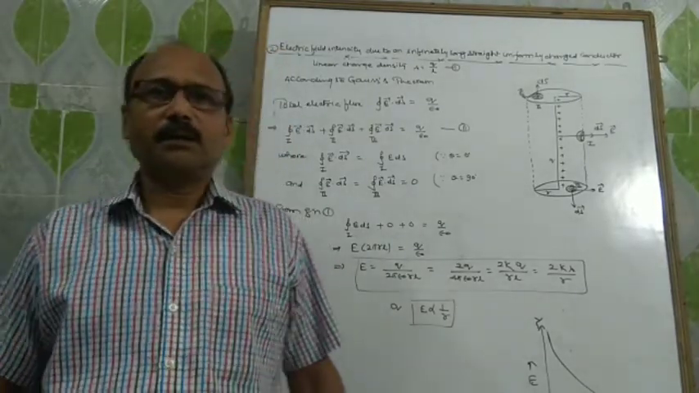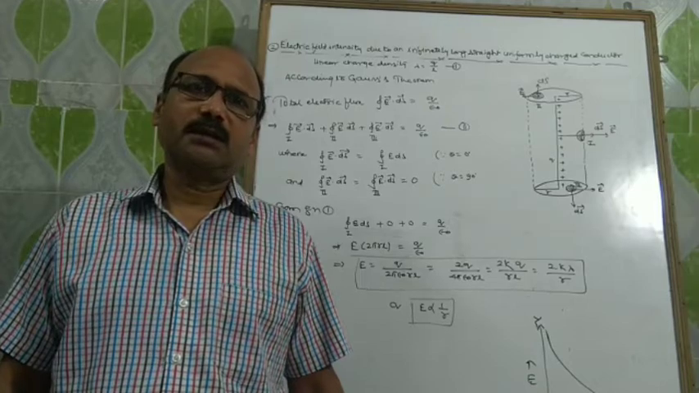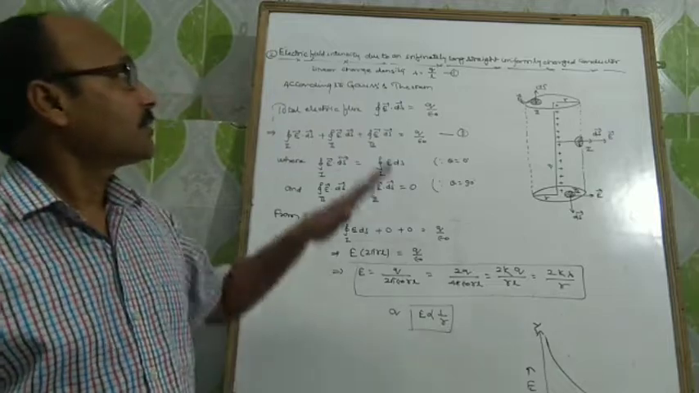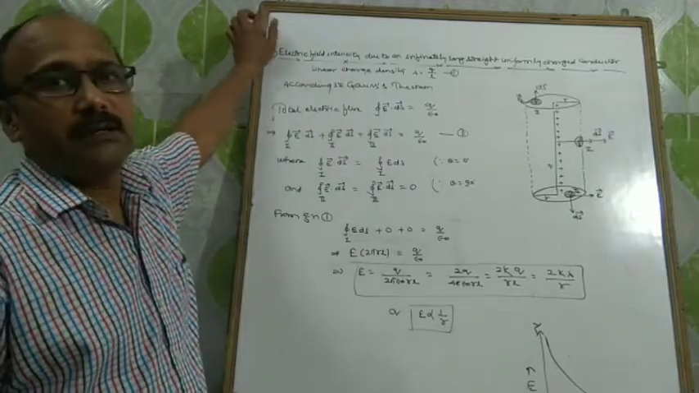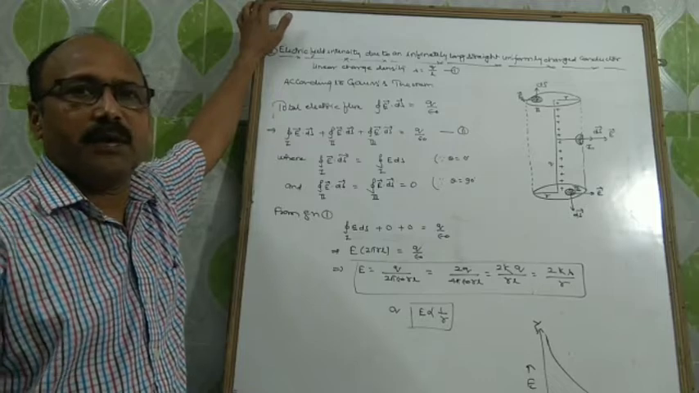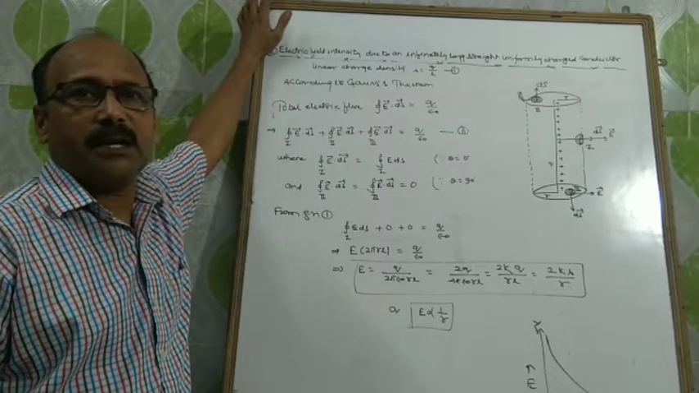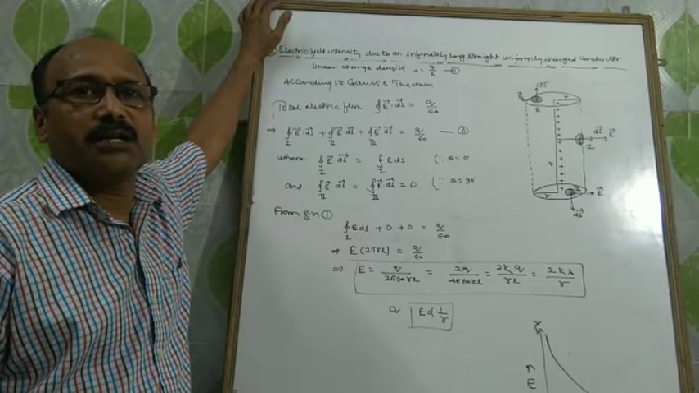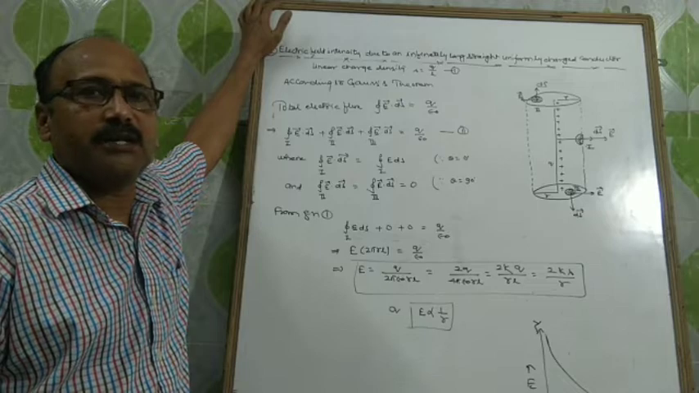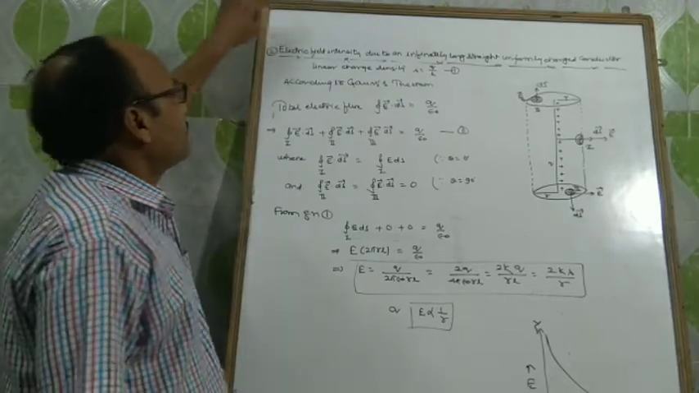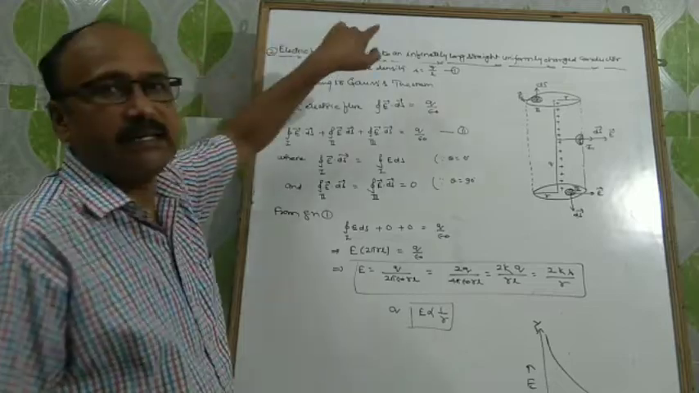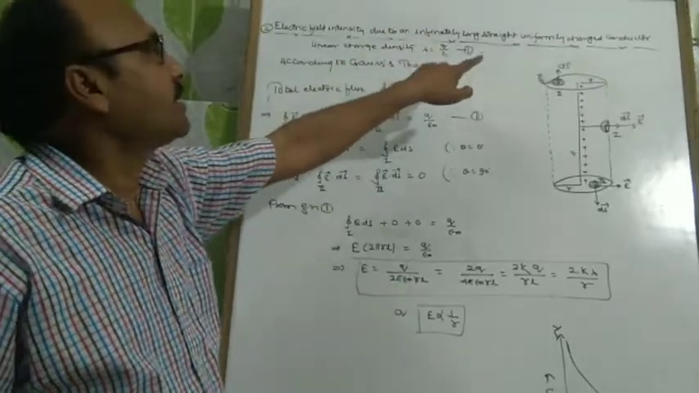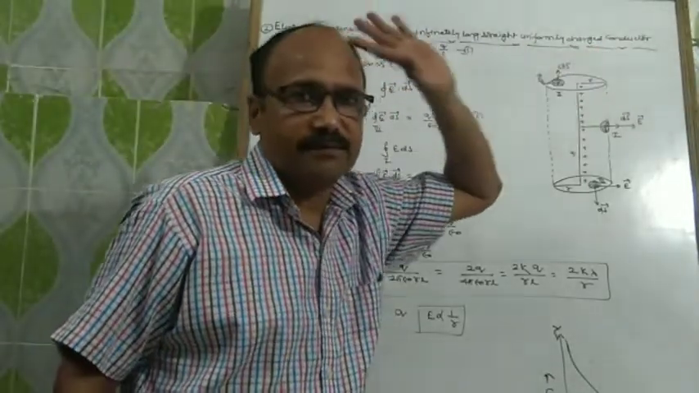Good morning everybody. Last time we studied Gauss's theorem and applications of Gauss's theorem. The first application was to determine the electric field intensity due to a charged spherical shell. Second application, the electric field intensity due to an infinite long straight uniformly charged conductor.